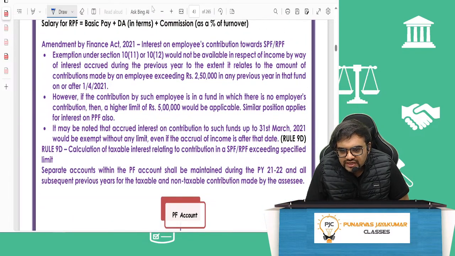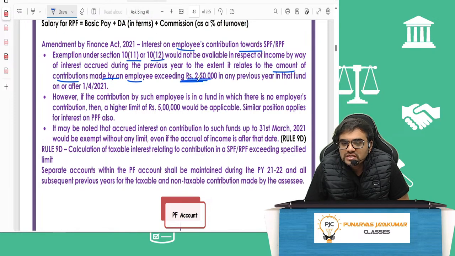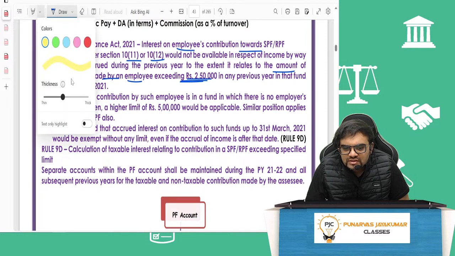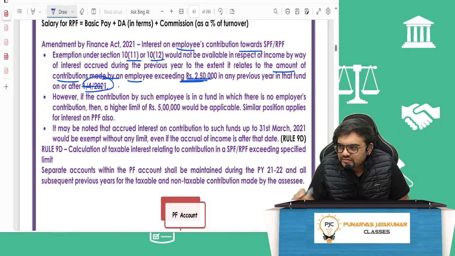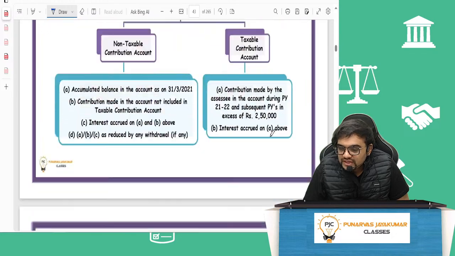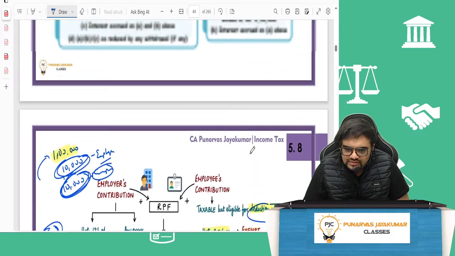So, interest on employees' contribution towards RPF, etc. Earlier, there used to be exemption for interest also. But now, it will not be available in respect of income by way of interest accrued during the previous year, to the extent it relates to the amount of contributions made by an employee exceeding 2,50,000 in any previous year on or after 1/4/2021. So, this is for what? Interest portion on employee's contribution. Earlier, it used to be exempt here, as I told you. Now, it is not exempt.